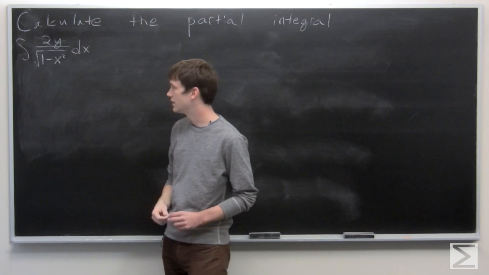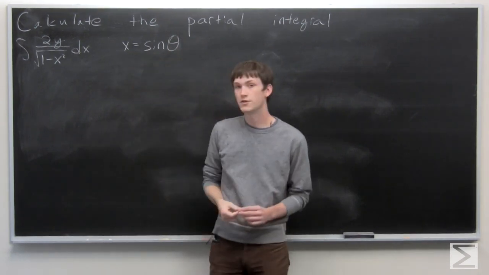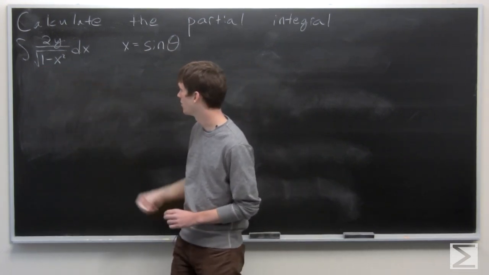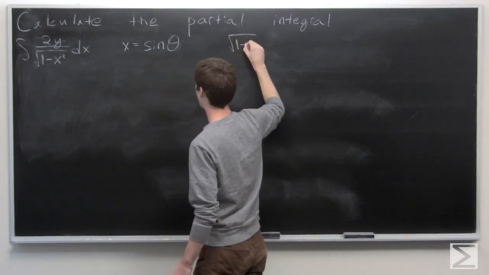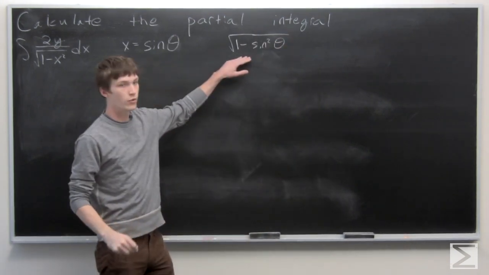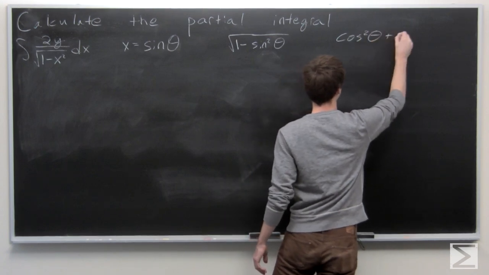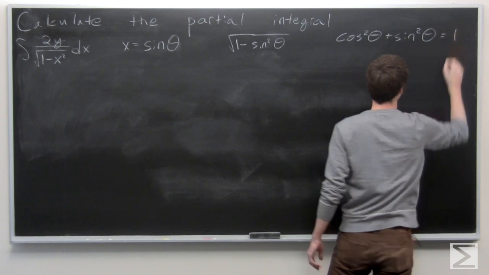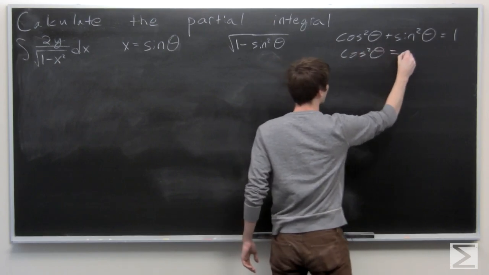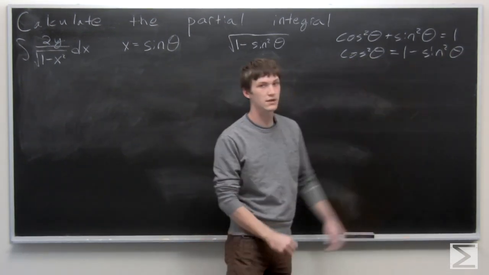one way of seeing this is to do a substitution where x is equal to sine of theta. And when we do that, we notice that the denominator becomes the square root of 1 minus sine squared of theta. And we know from the identity cosine squared plus sine squared equals 1 that cosine squared of theta is equal to 1 minus sine squared of theta.